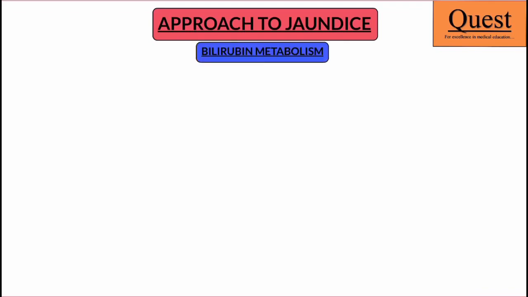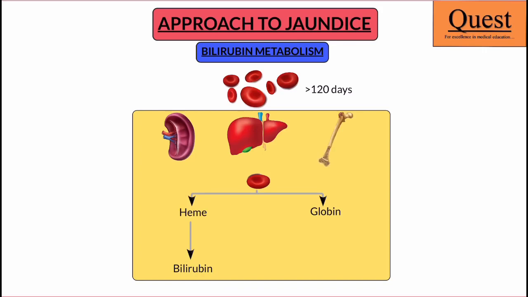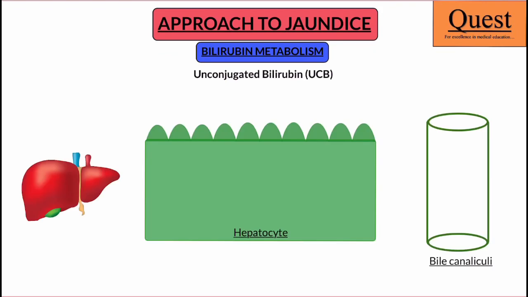Bilirubin is predominantly produced from the old RBCs. Heme from the RBCs is metabolized to bilirubin in the spleen, liver and the bone marrow, predominantly via the reticuloendothelial cells. Two important enzymes involved over here are heme oxygenase and biliverdin reductase. But this bilirubin, also known as unconjugated bilirubin, is not soluble in water.